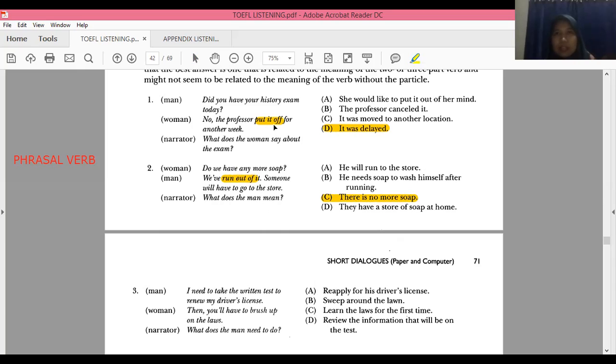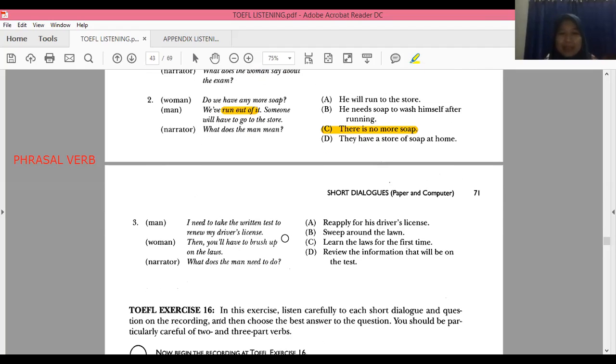Put off, like pick up, pick you up. Can you pick me up? No, can you pick up me? Can you pick me up? Pick up is a two-part phrasal verb. Put it off is a two-part phrasal verb. But this one, run out of, is what we call a three-part phrasal verb, because there is one verb and two prepositions. Run out of it. Okay.